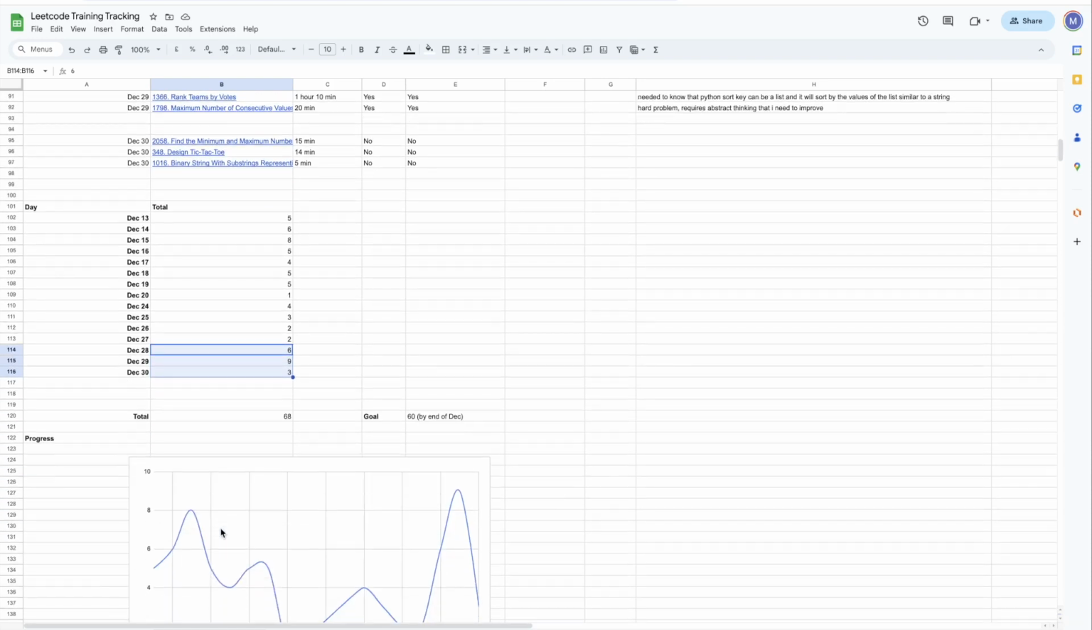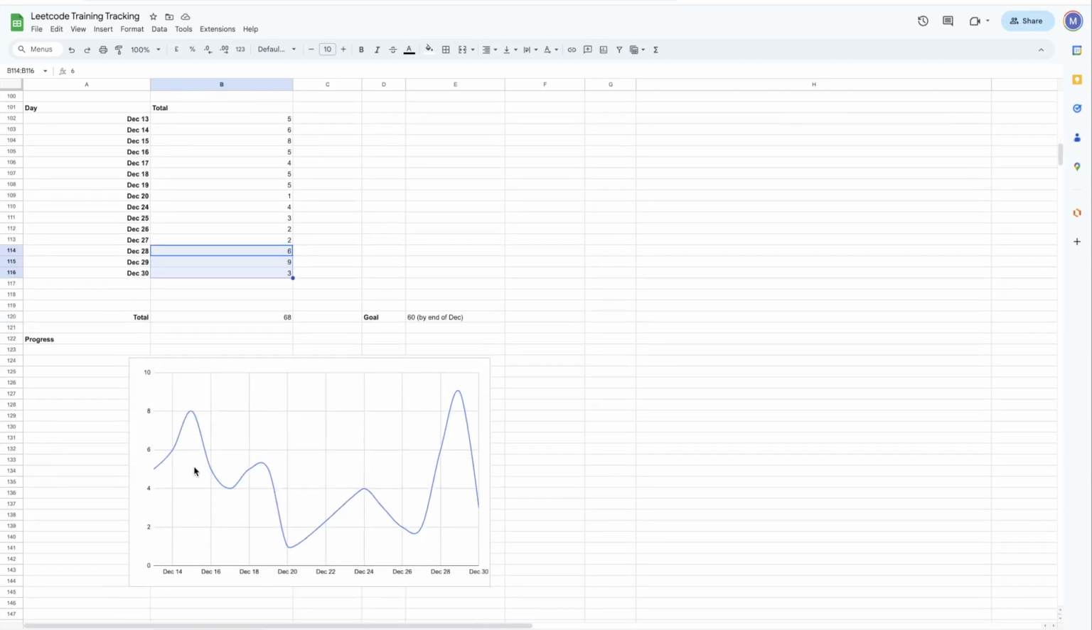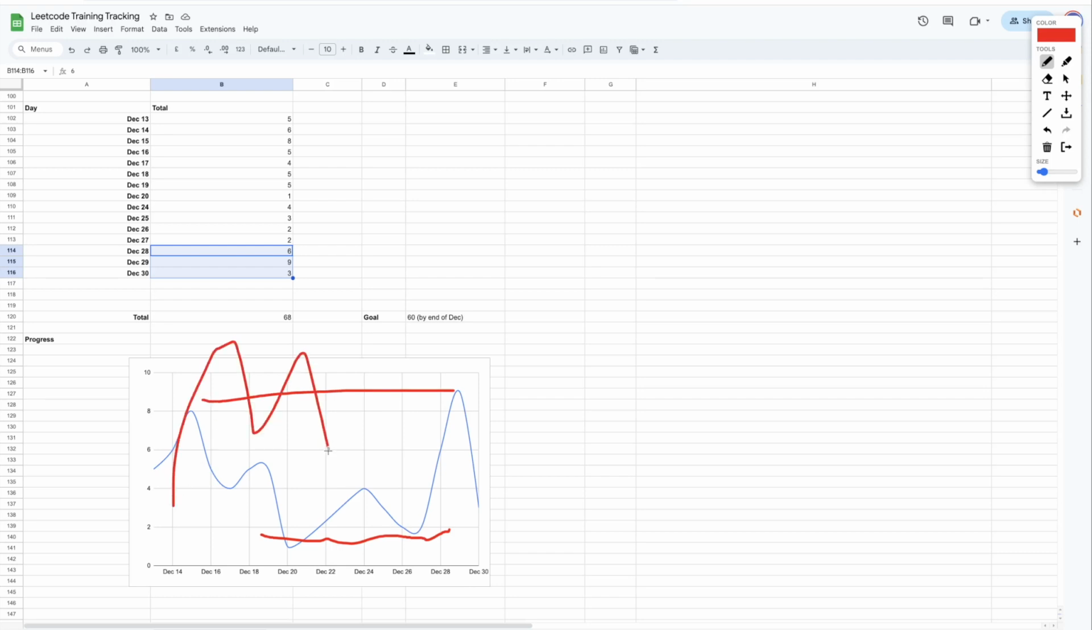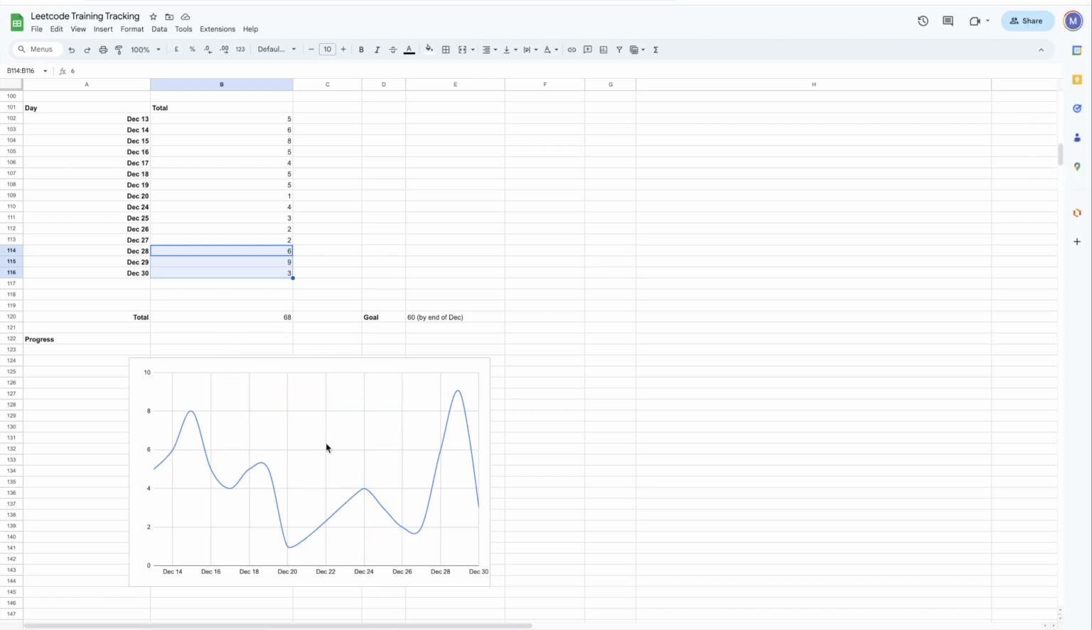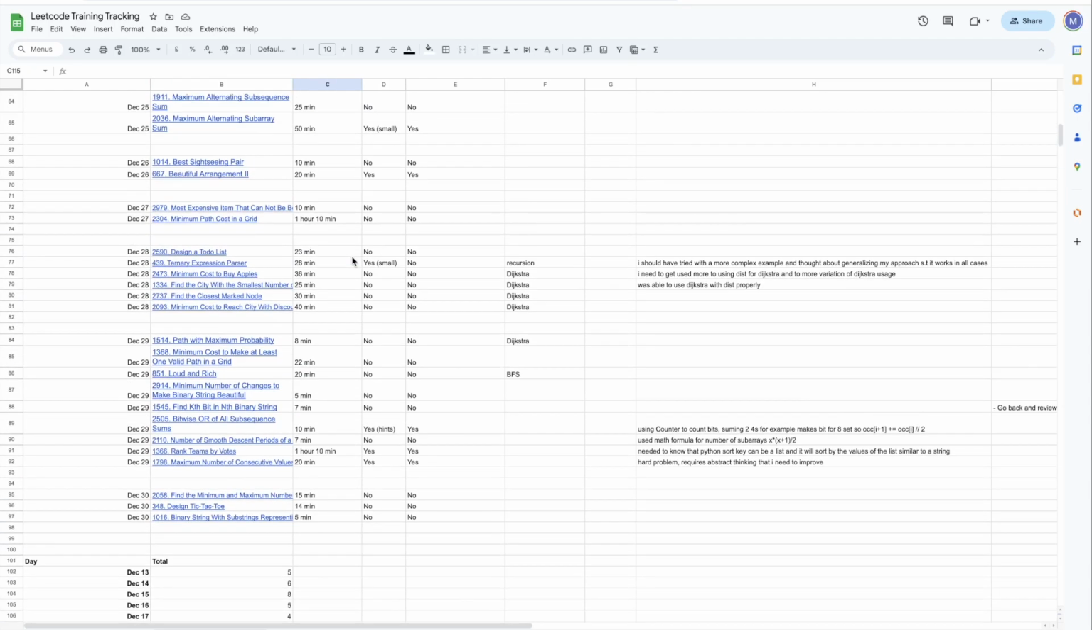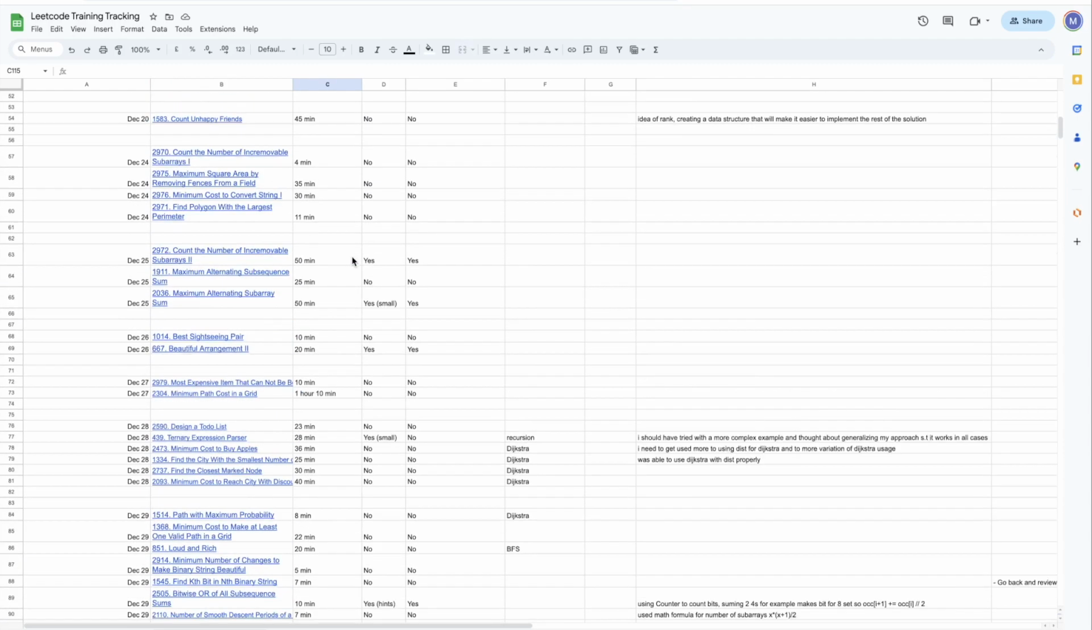I have this graph. It just shows me where I did good and where I did bad. If at some point it's a long flat line like this, then I know I need to start solving more. I can see some spikes here. In my mind, the ideal situation is to have a lot of high spikes. Of course, quality as well, not just quantity, but if you can have both, that's the ideal situation.